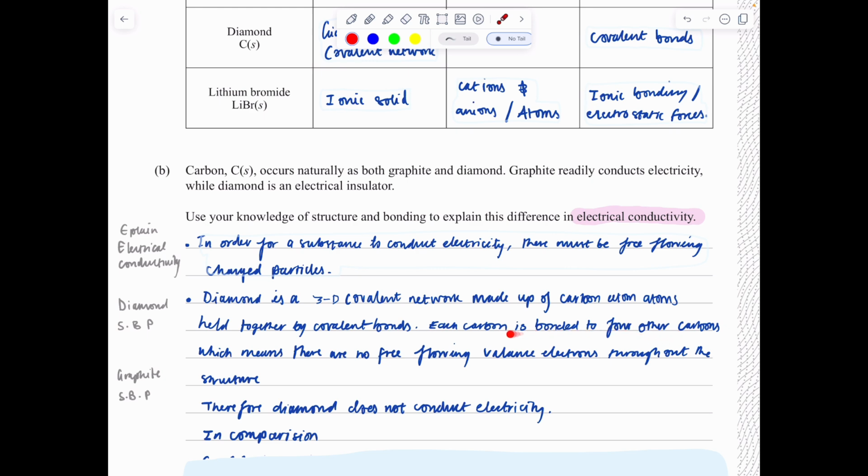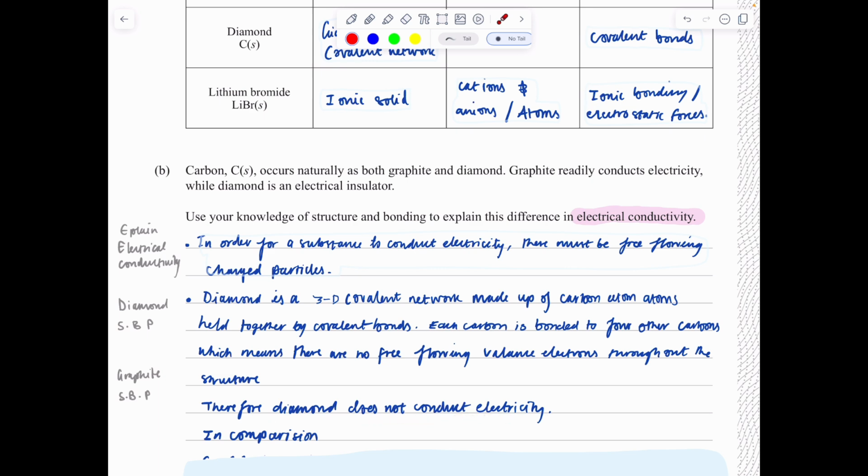Okay, so all of the carbons in diamond are fully bonded with 4 other carbons. This means that there are no free-flowing valence electrons throughout the structure, okay? Because everything is bonded. There are no lone pairs of electrons flowing around. Therefore, diamond does not conduct electricity, okay?